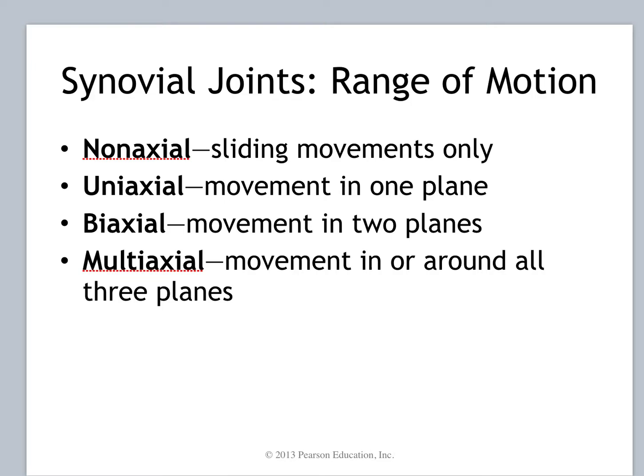An example of this would be the hinges on a cabinet door. It's one plane of movement. Biaxial is movement in two planes. So two areas of motion. Multiaxial is movement around all three planes. So there are greater degrees of freedom around a multiaxial joint than the other joints.